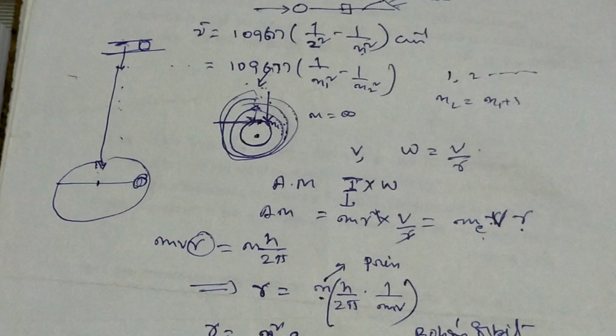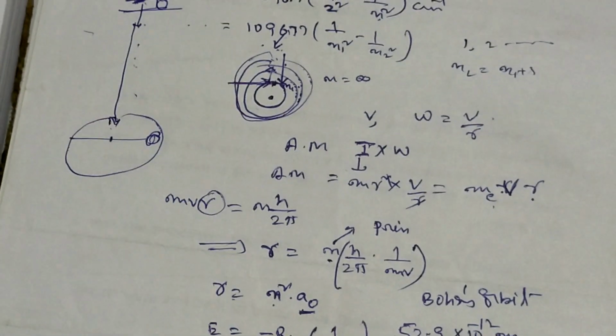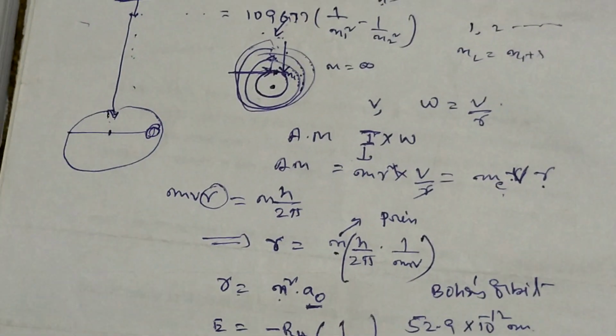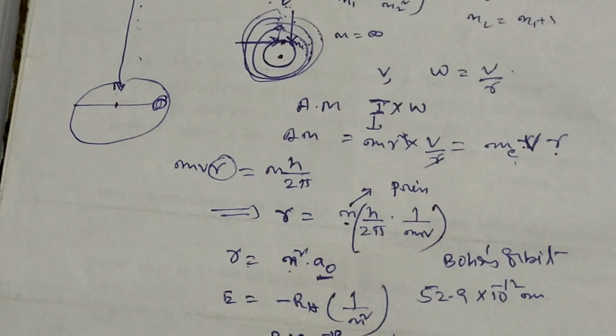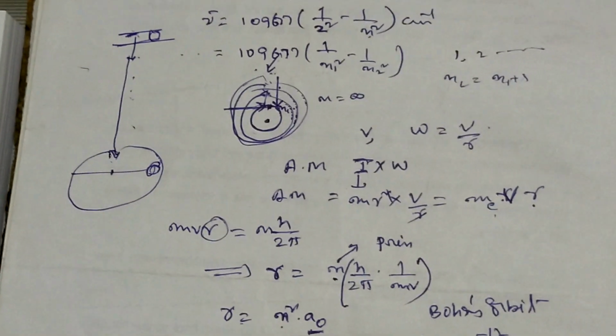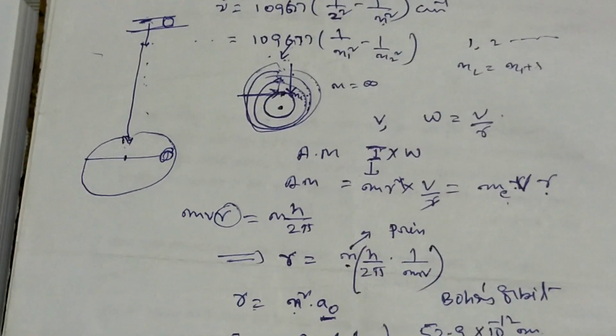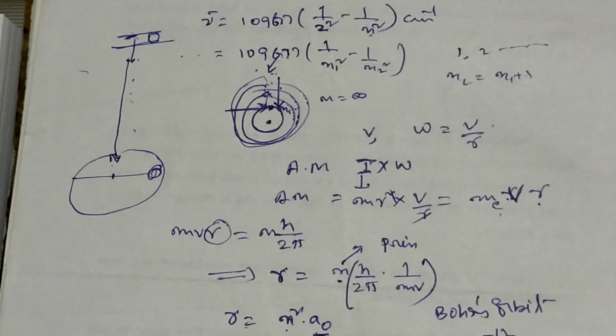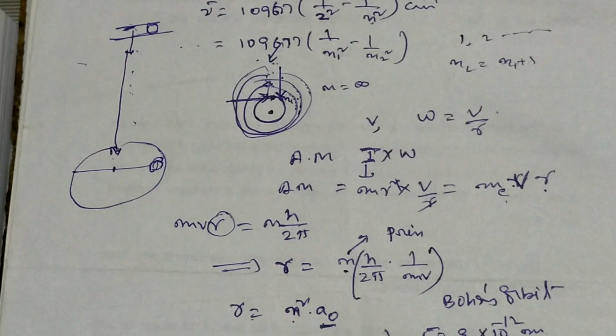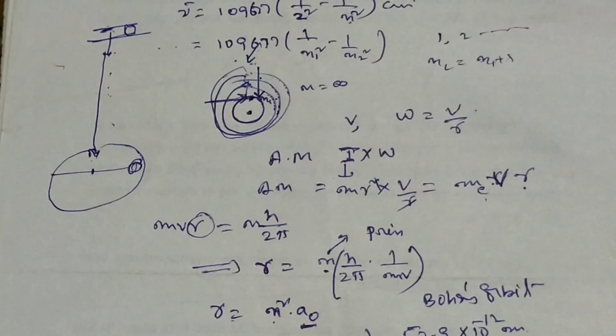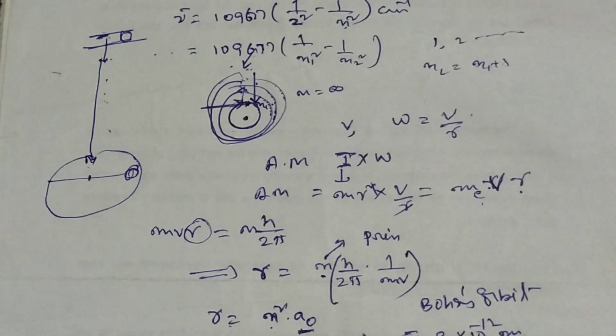This Bohr theory can be extended to helium ions and other species also. Similarly, for other line spectra, you can find out the differential energy by just using the same Rydberg constant: delta E equals RH into 1 by n1 square minus 1 by n2 square, and all these things.